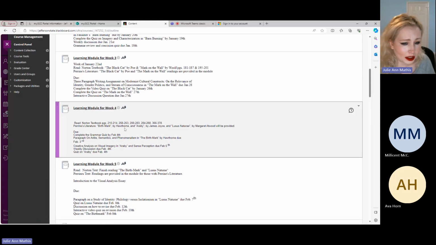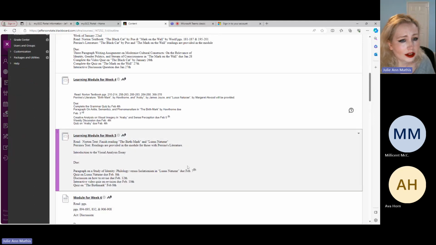But you'll write about Barn Burning. It's a visual literary analysis, so just really focusing on symbolic imagery in the text. And so that's basically what the first main paper will be about.